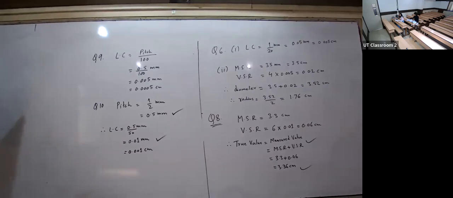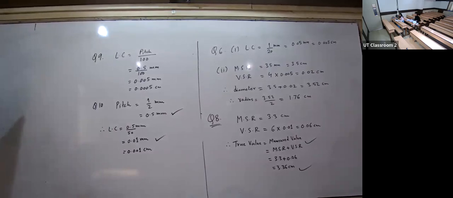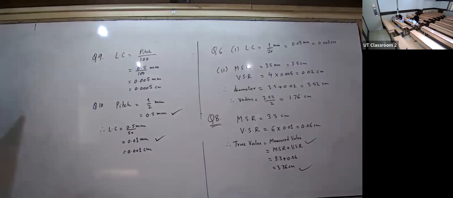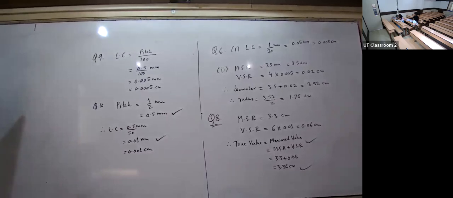It is 0.001 centimeter. So how to calculate the vernier scale reading? The coinciding division, which is 45, into the least count. That is 0.045 centimeter. So what is the vernier scale reading? 0.045 centimeter. So 45 into 0.001 is 0.045.